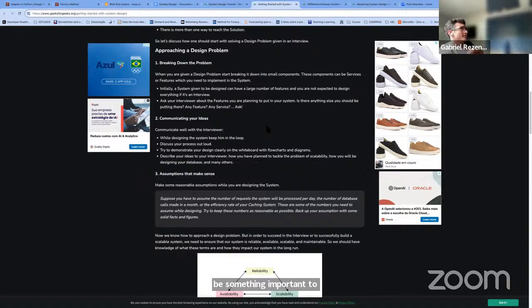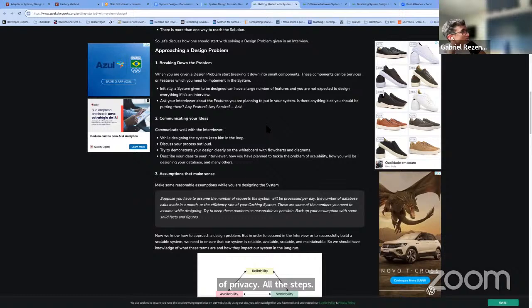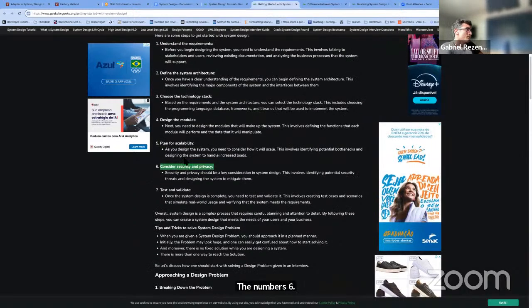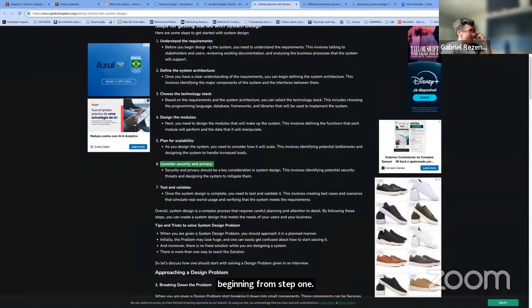Yeah, it's a cross-cutting concern, so you have to take care of privacy in all the steps. Yeah, because there's one step that talks about security and privacy in your approach. Go up a little bit. Is that number 6? Yeah. The way it's laid out may lead you to think that you should consider security and privacy after you understand the requirements, design the system architecture, choose the technology stack, and so on. What I think those new concepts are concerned with is that you must do this from the very beginning, from step one. Yeah. So in the requirements, one of the requirements is security and privacy. Yeah, it's a good approach. Yeah, for sure.